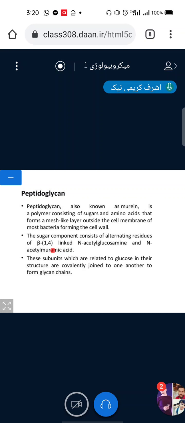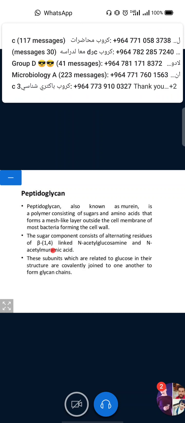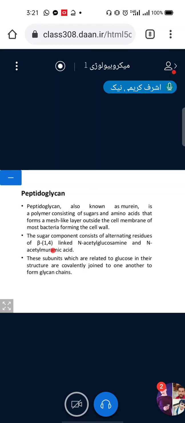Yes, murein is another name for peptidoglycan. Murein is a polymer consisting of sugars and amino acids that forms a mesh-like layer outside the cell membrane of most bacteria, forming the cell wall.